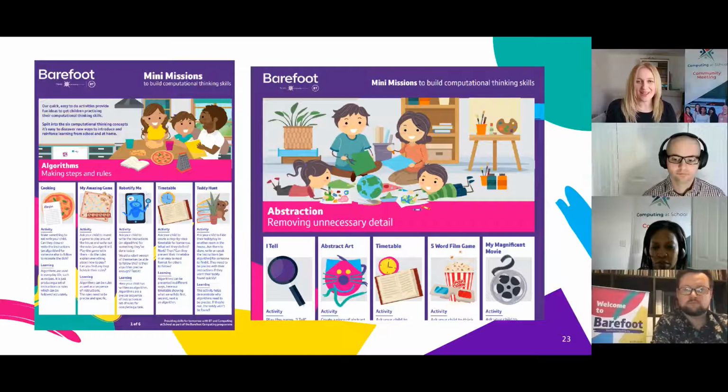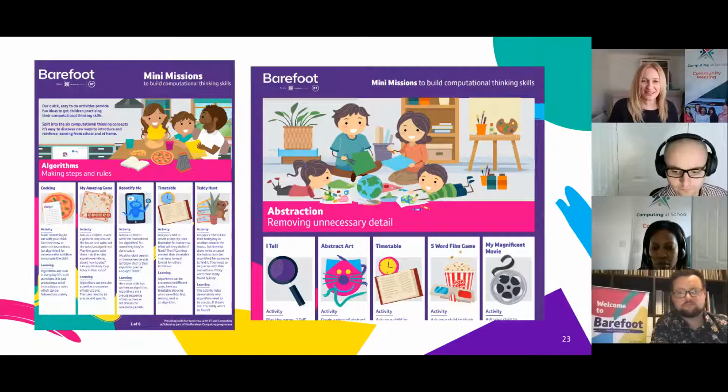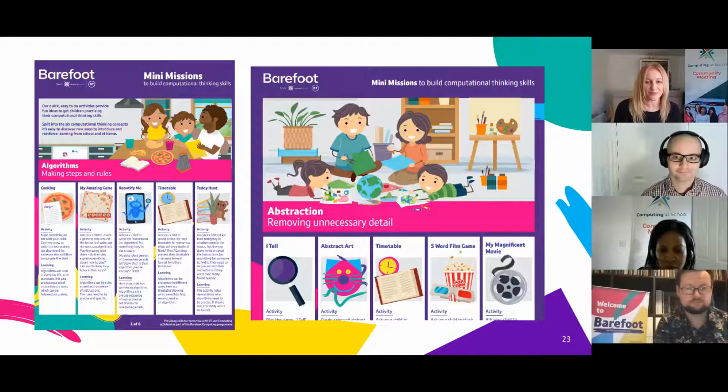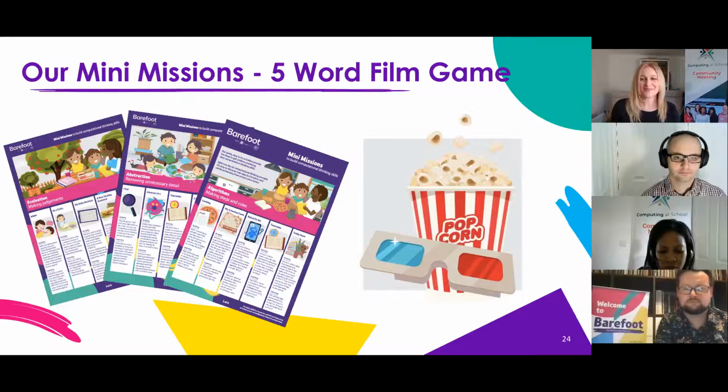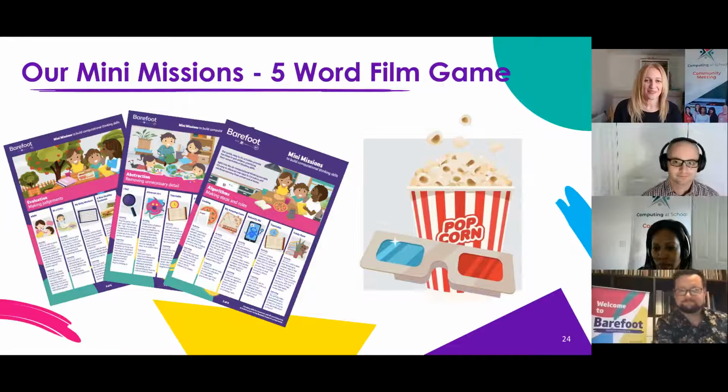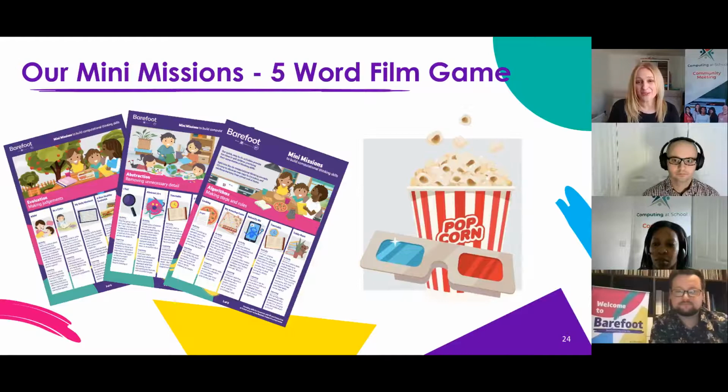And before I hand over to Neil, we're going to have a go at another abstraction activity that's mentioned here. And this one has been taken from Mini Missions, and it's called Five Word Film Game. So please do get involved, and please put your answers into the chat as before. This is a simple activity which does exactly what it says on the tin. So this is how it works. I'm going to read out five words one at a time, and I want you to see if you can identify the film that I am describing. So we're going to get started.